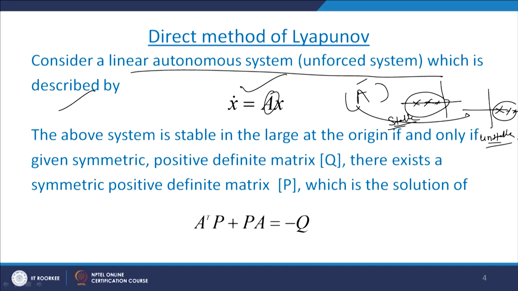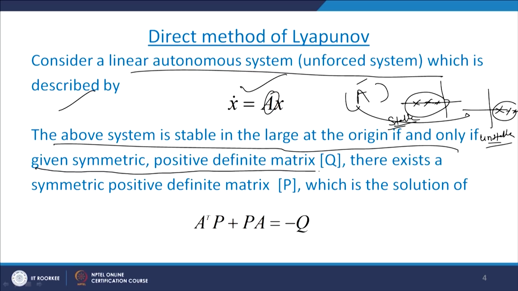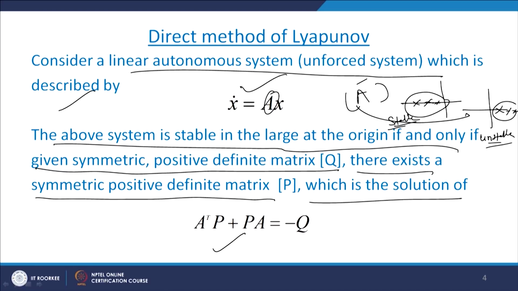Lyapunov direct method says that the system is stable in the large at the origin if and only if, for a given symmetric positive definite matrix Q, there exists a symmetric positive definite matrix P, which is the unique solution of A transpose P plus PA equals minus Q. So you have to consider Q as a positive definite matrix, then determine the P matrix, and if P comes out to be positive definite, then we can say that A is a stable system. Whenever we take P, we have to consider it as a real symmetric matrix. That is a very important criterion for checking the stability of the system.